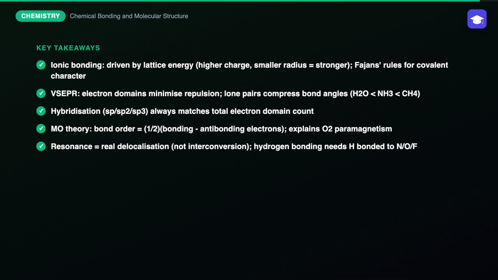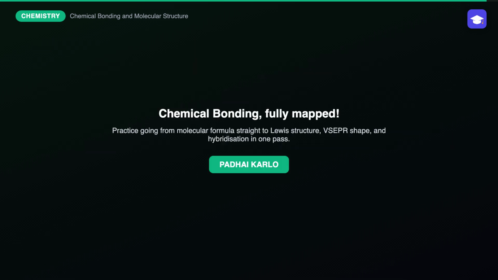Resonance describes real electron delocalization across multiple contributing structures, and hydrogen bonding between H and N, O, or F explains water's anomalous properties and DNA's double helix structure. That's the complete chemical bonding and molecular structure chapter for JEE. Keep the VSEPR to hybridization link and the molecular orbital bond order formula sharp. They're used constantly across the rest of your chemistry syllabus.